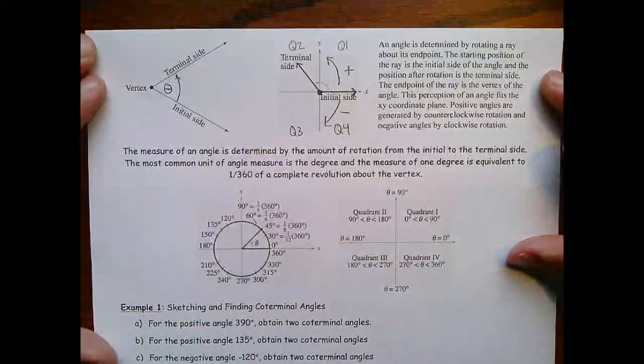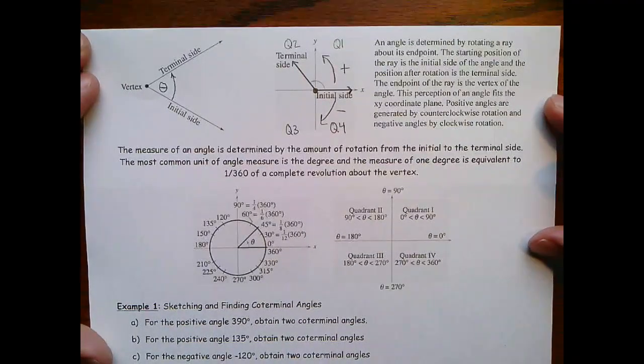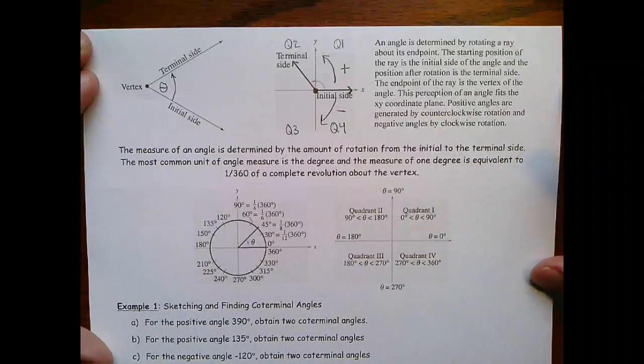So I'll fold the paper over so it's easier to see. The measurement of an angle is determined by the amount of rotation from the initial side to the terminal side. That makes sense, from where you start to where you end. The most common unit of angle measure is the degree, and the measure of 1 degree is equivalent to 1 over 360 of a complete revolution about the vertex.